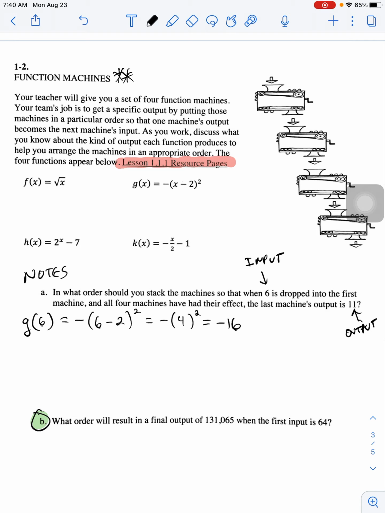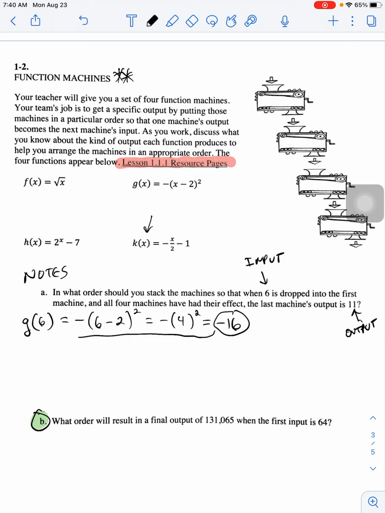Okay, now when I'm looking at that negative 16, the only way that I can pretty much get rid of that negative is if I work with k of x. Because as I kind of ran into that wall, we know if we try to take the square root of a negative number, it's not going to work.